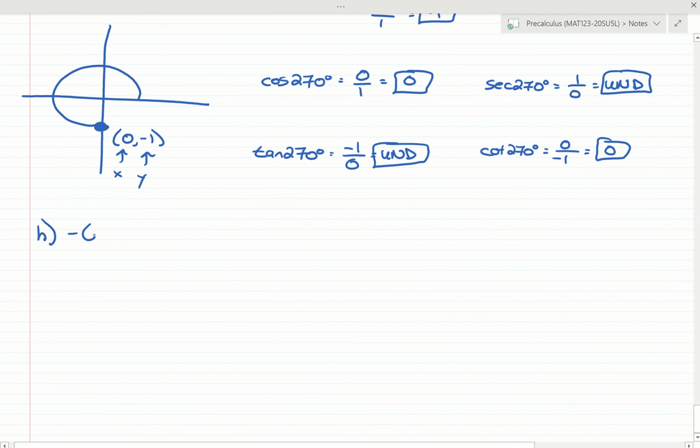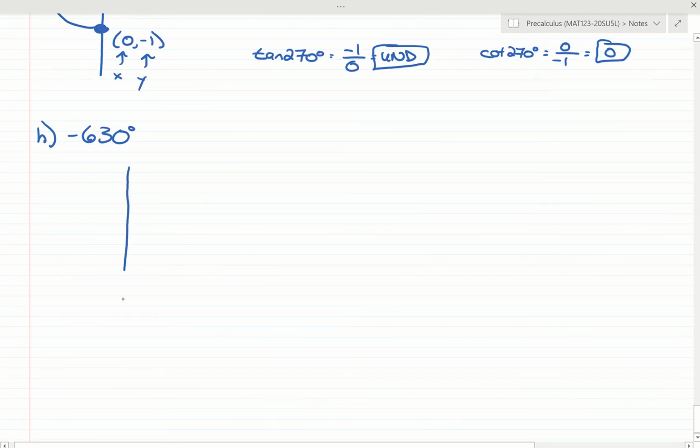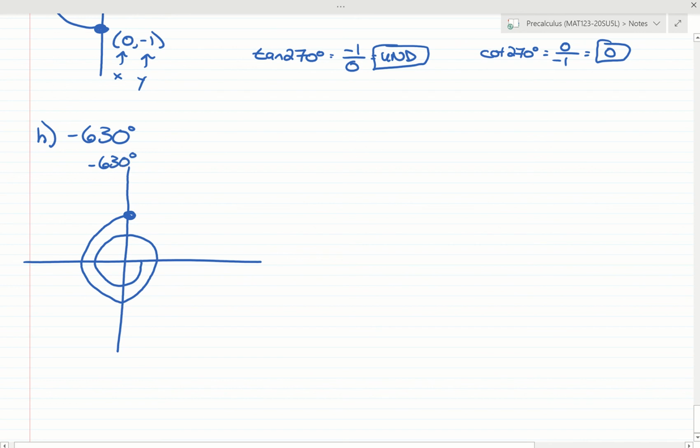How about negative 630 degrees? So negative means we're going to go this way. Negative 90, negative 180, negative 270, negative 360, negative 450, negative 540, negative 630 puts us right here. So sometimes you have to keep going up by 90 until you get there, but it's not a big deal. That point would be 0, 1. Here's our x value, here's our y value. So let's find our 6 trig values of negative 630.